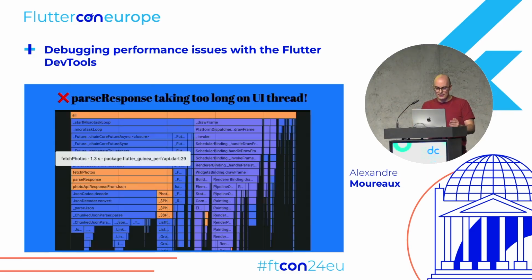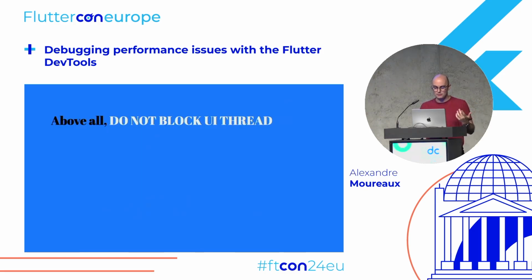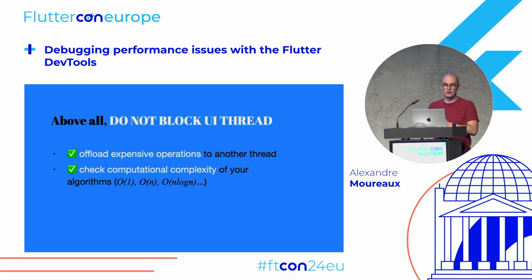So here, the lesson is, we had parse response. Decoding JSON can be kind of long. Remember, our budget is only 16 milliseconds. Too long on the UI thread. So, as I said, above all, do not block the UI thread. You can offload expensive operations to another thread, or of course, simplify expensive operations. For example, you might want to check computational complexity. If you don't know about O of 1, O of n, O of n log n, those symbols, I encourage you to check the theory about this. It can be really interesting.